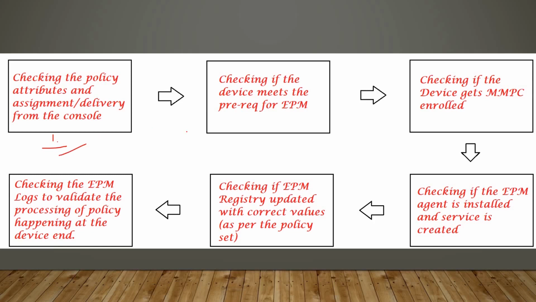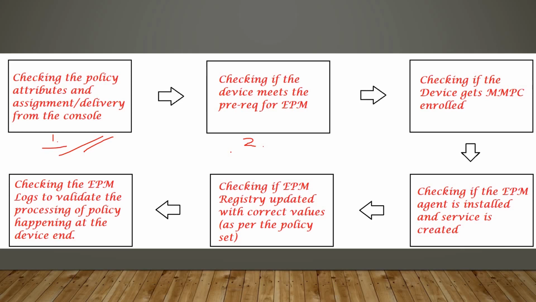Once the admin has checked everything, then step 2 involves checking the specific device, whether it is a device-specific or a user-specific issue. Because even if the policy is made successfully and correctly, and even if it is deployed correctly, it is still not going to work if the device does not meet the prerequisite for EPM.